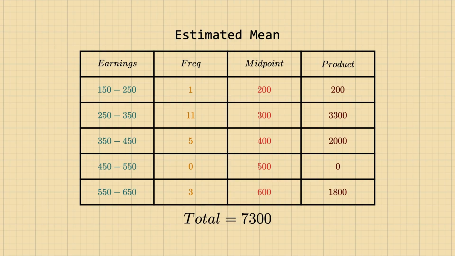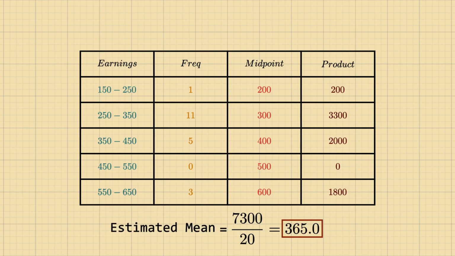Finally, to find the mean, we divide this total by the number of people, which is 20. So 7300 divided by 20 gives us 365 pounds. And this is the estimated mean weekly earning per person.